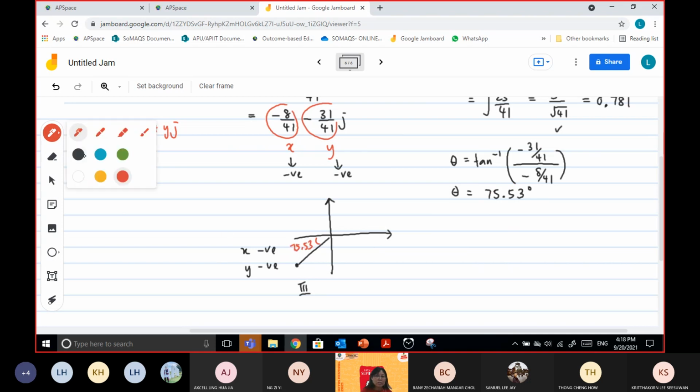75.53. So in order to get the argument, normally this is what I did. I found the arctangent of this, which is 75.53. Then for the theta, normally we use it as a notation for the argument. Since this is in the third quadrant, I take 180 plus 75.53. So the answer will be 255.53.